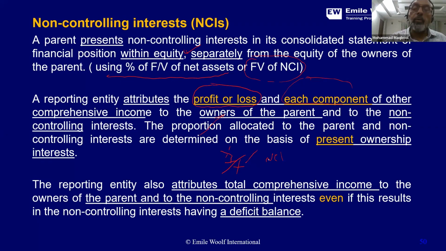The non-controlling interest figure will be separately shown, even if it is a negative figure. Remember, under the equity method, we say our investment cannot go to a negative figure. But here, non-controlling interest could be negative, right? There's no exception to that. Whatever it is, that should be attributed and disclosed.